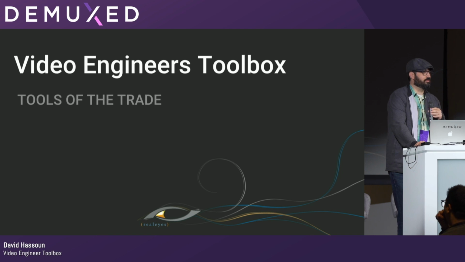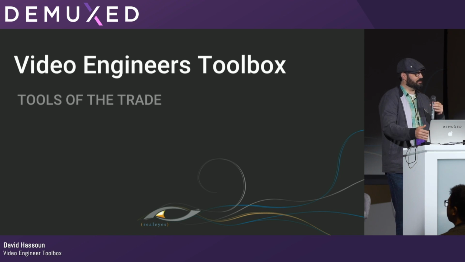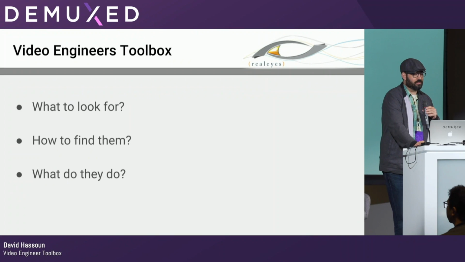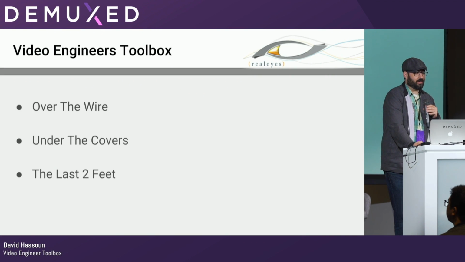So I'm going to go through very quickly some of the kinds of things I keep in my toolbox. A lot of the stuff is probably familiar to you guys. Some of it is stuff that we put together, and maybe there's one or two other things that you haven't seen before. So it's good stuff to know about, if nothing else. Key things: what to look for, how to find them, what they do. We're going to break things down into 3 categories: over the wire, under the covers, and the last 2 feet.